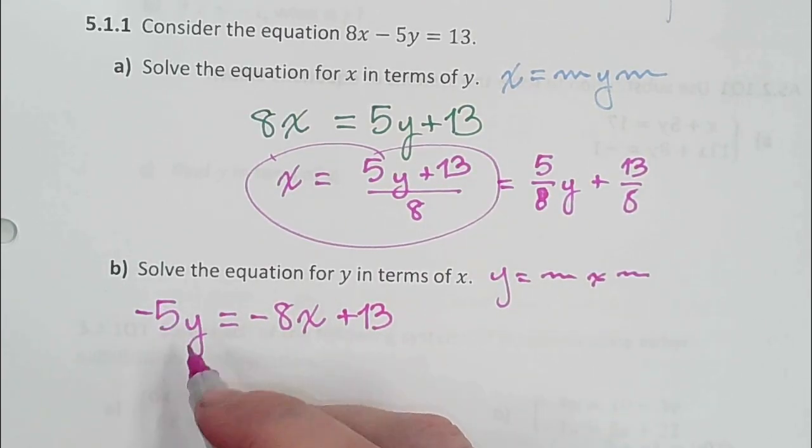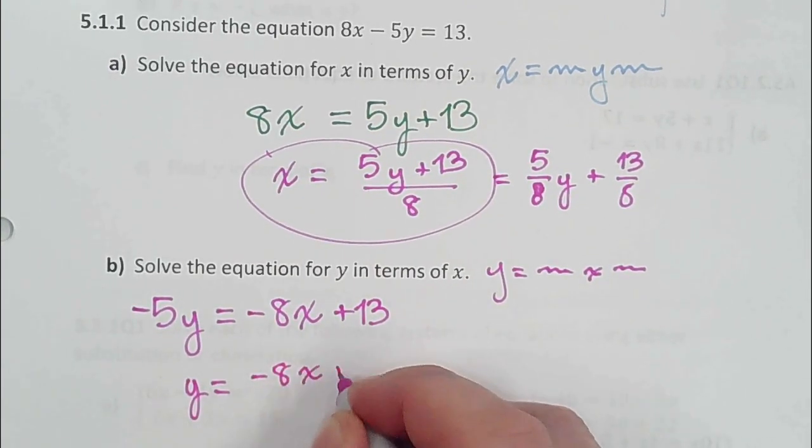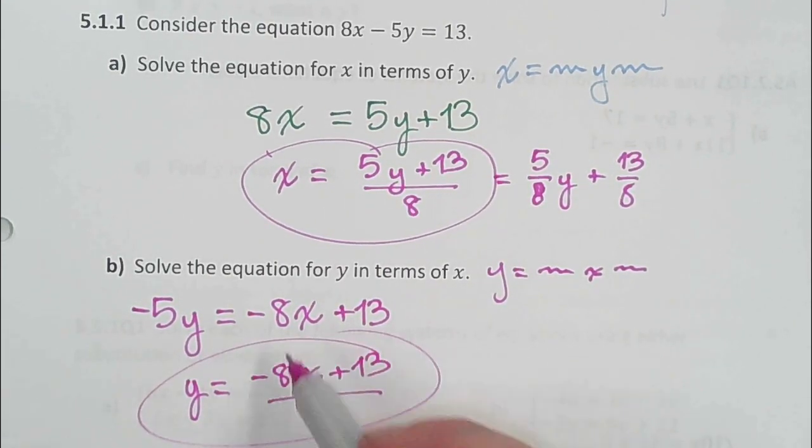Dividing this by negative 5 gets me 1. 1 times y is y. That's why I did it. Gets y on its own. And then I'm going to divide every other term on this side by negative 5. And I can do that just by putting a giant division bar.